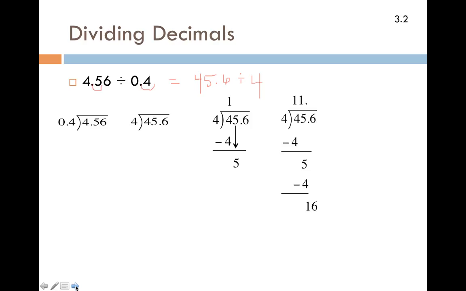Okay, then we'll go 1 times 4 is 4. Then we'll subtract again. 5 minus 4 is 1. And then we'll bring down. Then we'll start the process all over again.